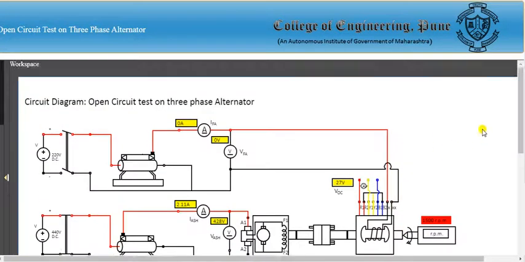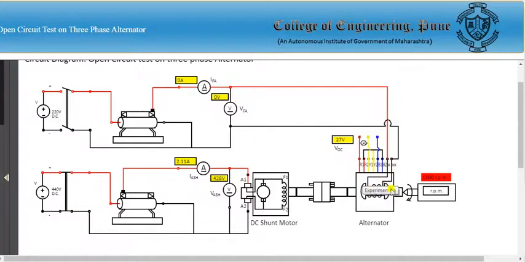Now we will supply the DC field current. This is the circuit of the field. See here, the rotor field. This is the rotor field winding, and two terminals are brought out. These are the two rotor field terminals, and they are connected through a voltmeter, ammeter, rheostat, and the DC supply will be fed through here. When we click on this switch, it gets connected in the circuit, then the DC supply will be fed through here.